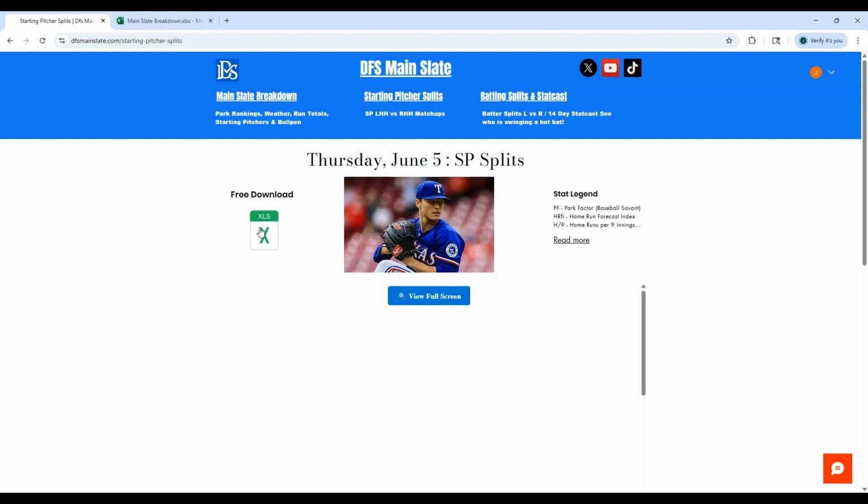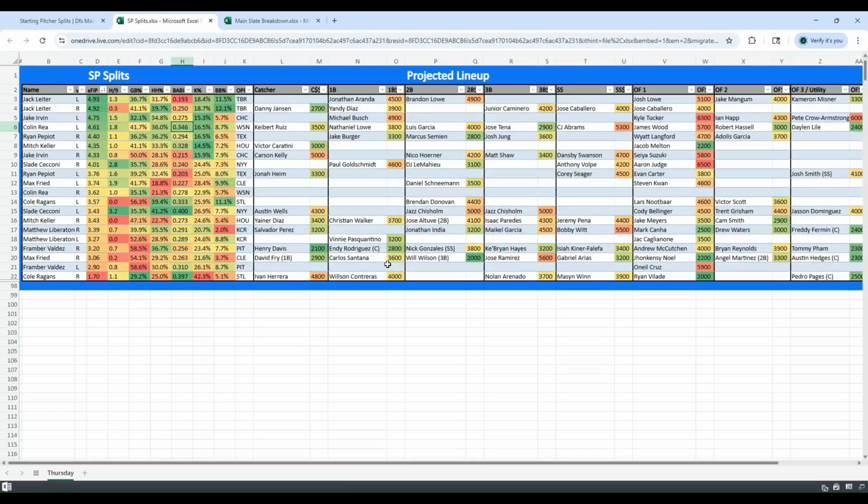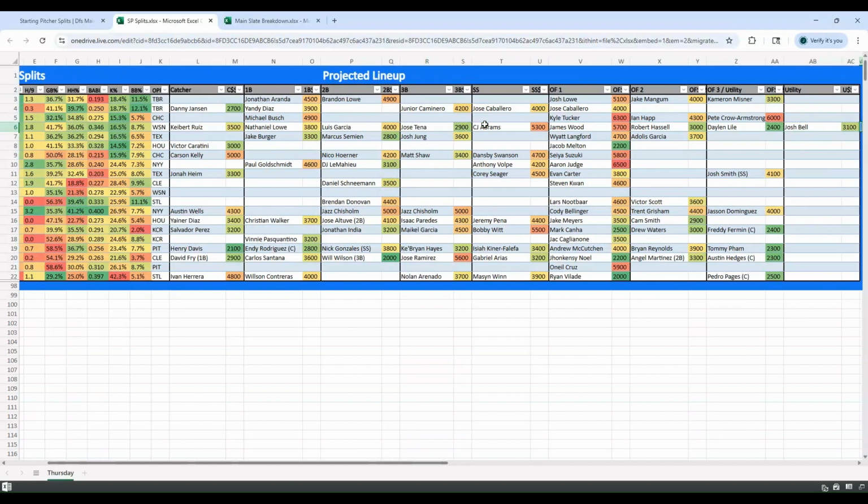Okay, again, we have the download here for you. Go to the view full screen. Okay, so what we have here is each pitcher, left first, then right, and then to the right we have the position and lineup. So you could see, based on what you're looking for, who is facing that pitcher on that side of the plate and the positions. So we have all the way from catcher, and then over here we have utility guys.